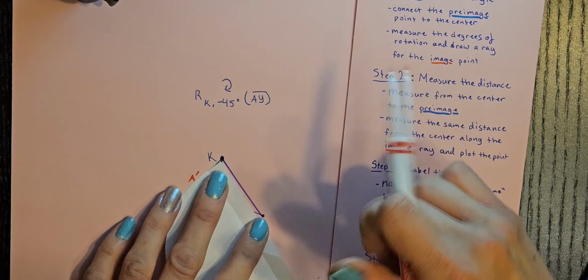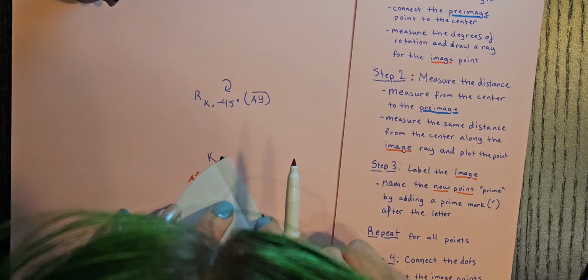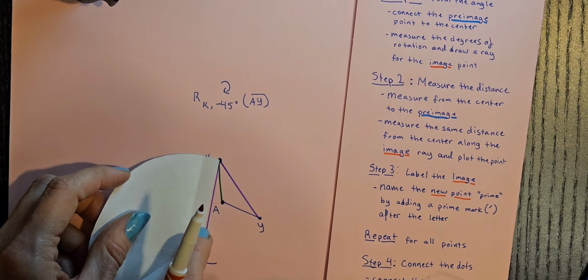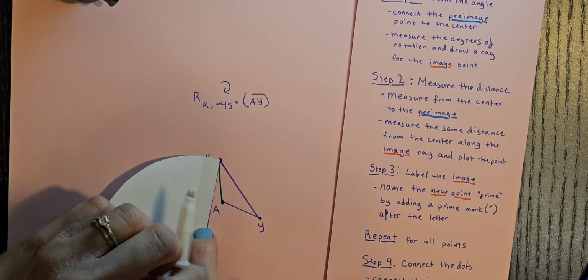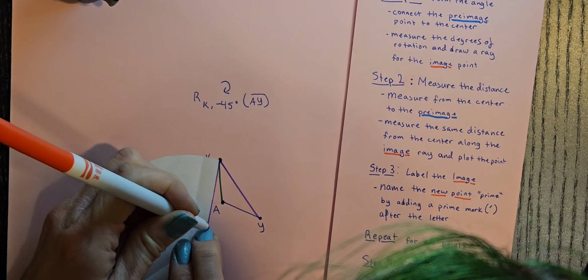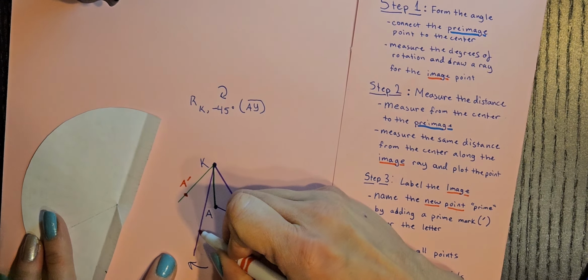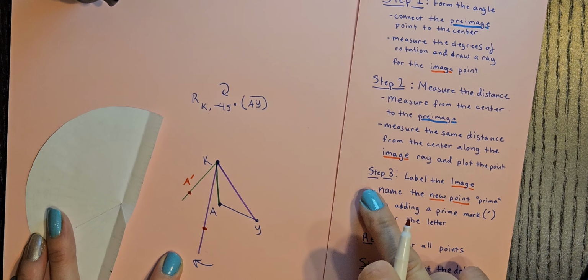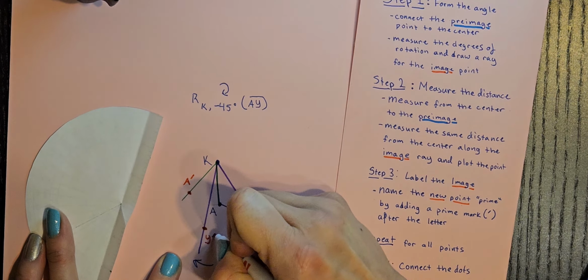I'm going to measure that distance. So from K to Y is this far. We're going to move it on over to that same distance. And now we're going to step 3, label the image. That's going to be Y prime.